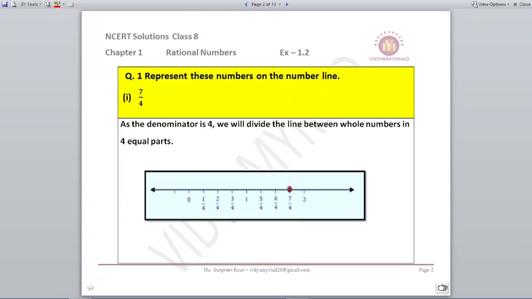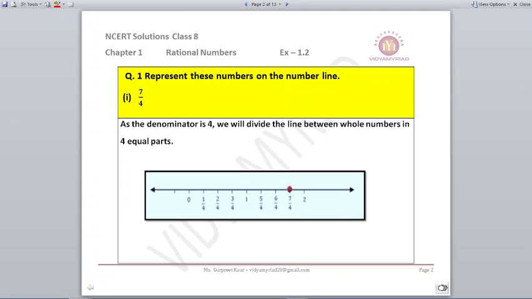So what does it mean? First number will be 0, second number will be 1 upon 4, 2 upon 4, 3 upon 4, 4 upon 4. What is 4 upon 4? That is 1. Then 5 upon 4, 6 upon 4, 7 upon 4, and then 8 upon 4. What is 8 upon 4? 2. So like that, between every whole number or integers, you will divide with equal partitions of whatever number we are given in the denominator.